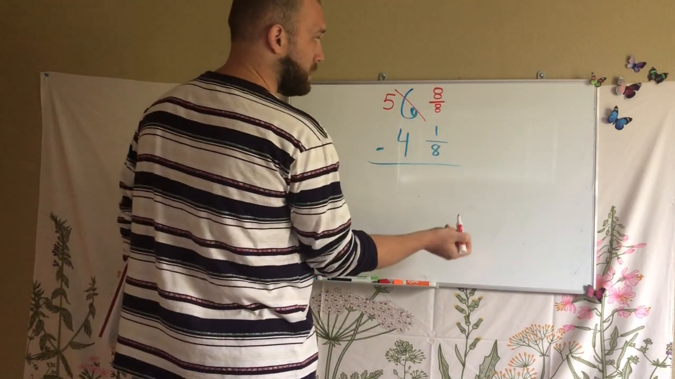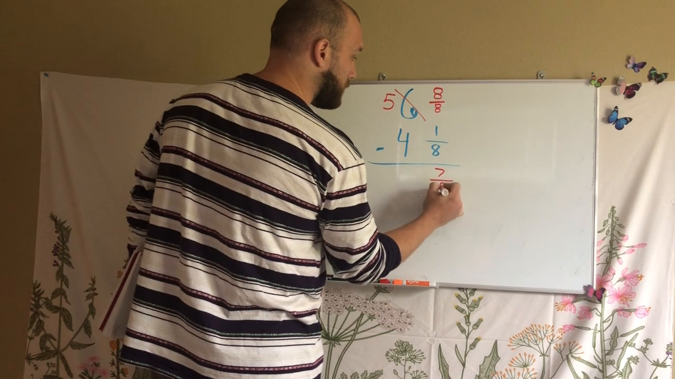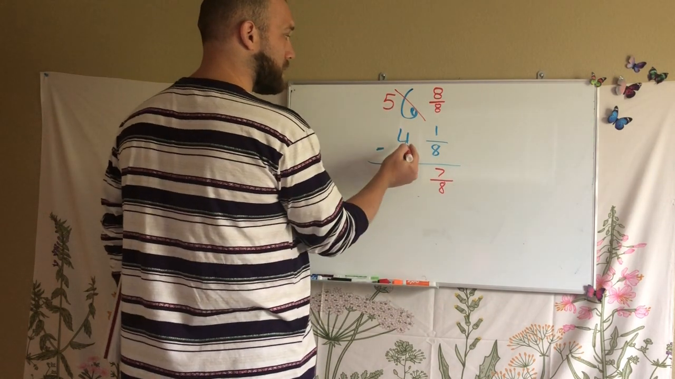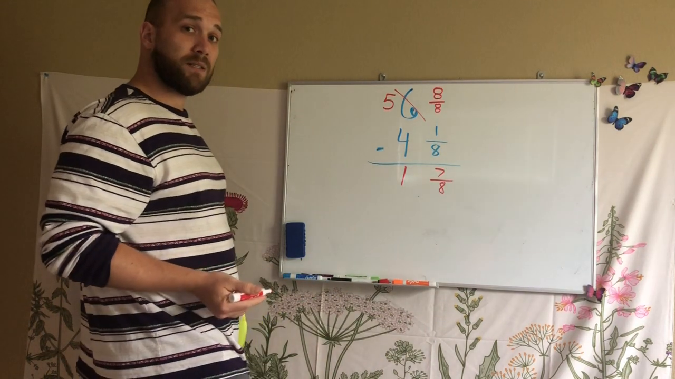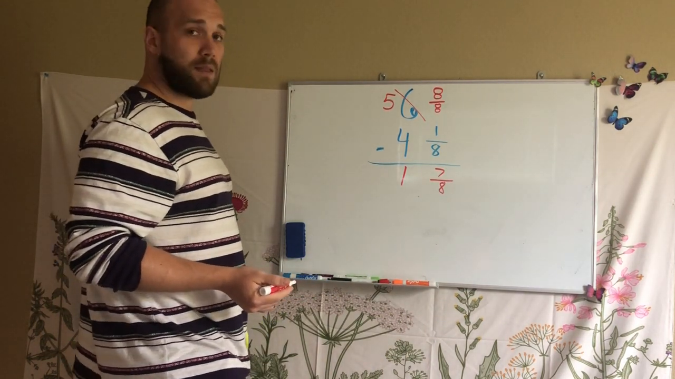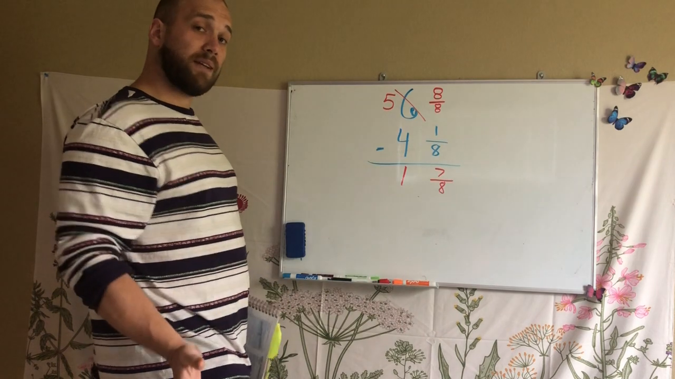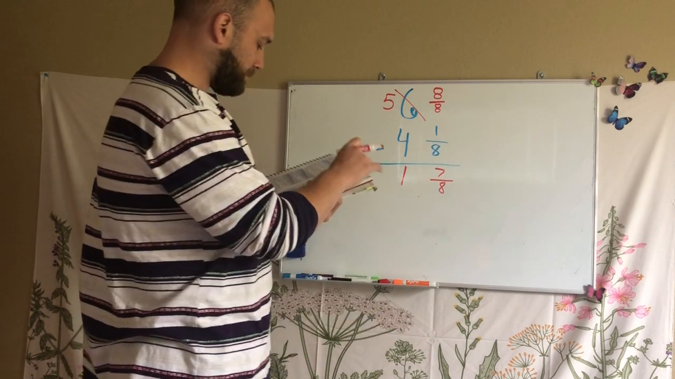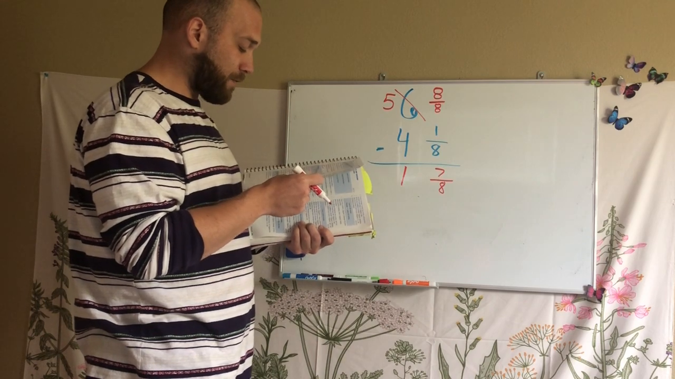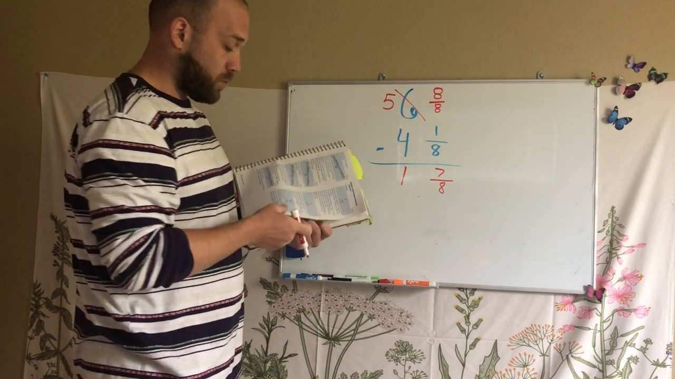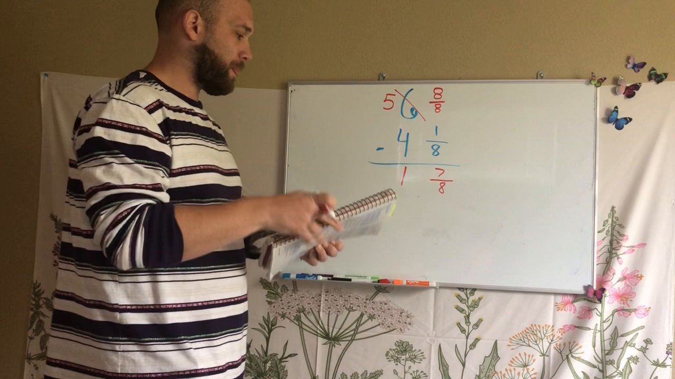Now I can work the fraction. What is 8 minus 1? 7. Denominator stays the same. And now I can work this. 5 minus 4, 1. What's my answer of 6 minus 4 and 1/8? 1 and 7/8. Remember, if the top number does not have a fraction, like this one, you rewrite the top number.